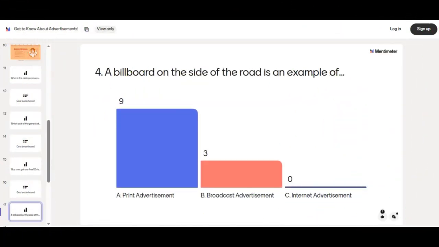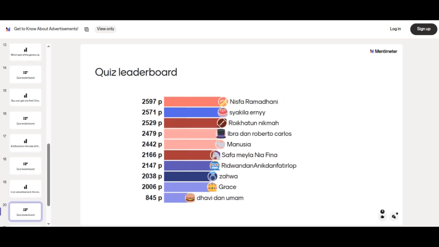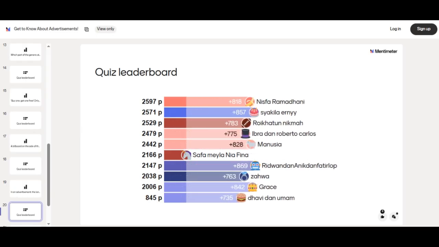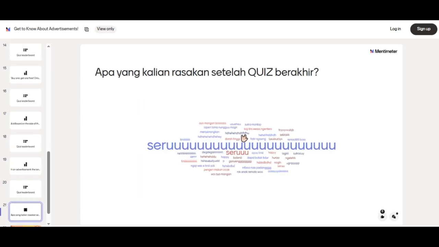This means that students who answered correctly in a shorter time received higher scores. At the end of the quiz, the leaderboard showed the students with the highest scores. Through this activity, I was able to assess the students' understanding of the material while creating a fun, interactive, and competitive learning environment.